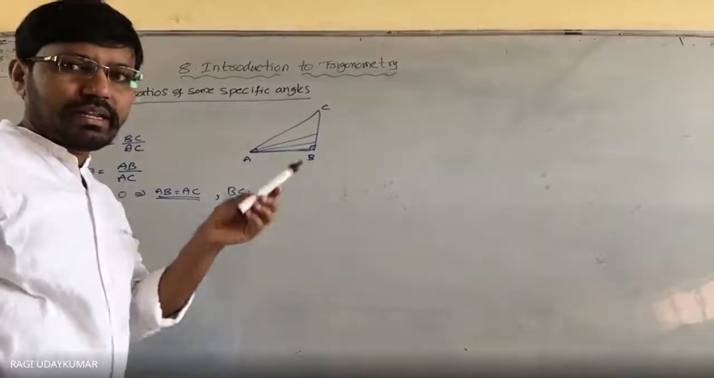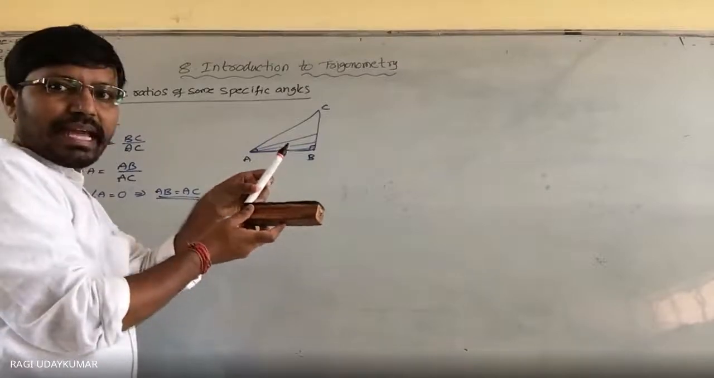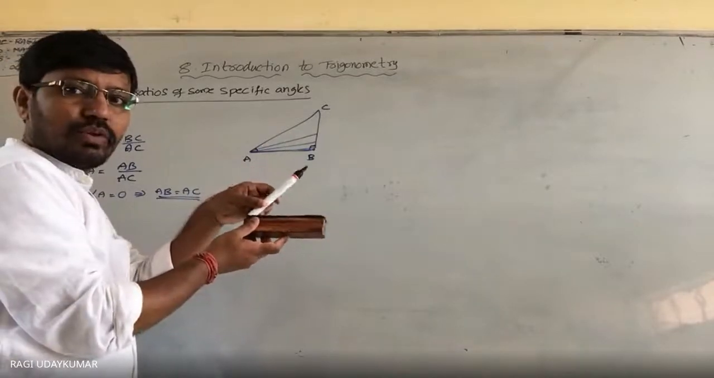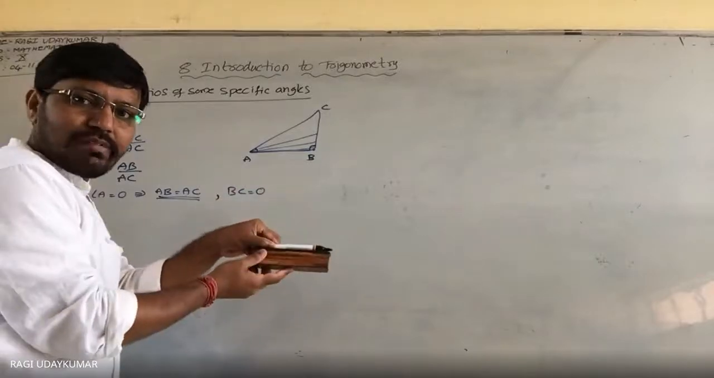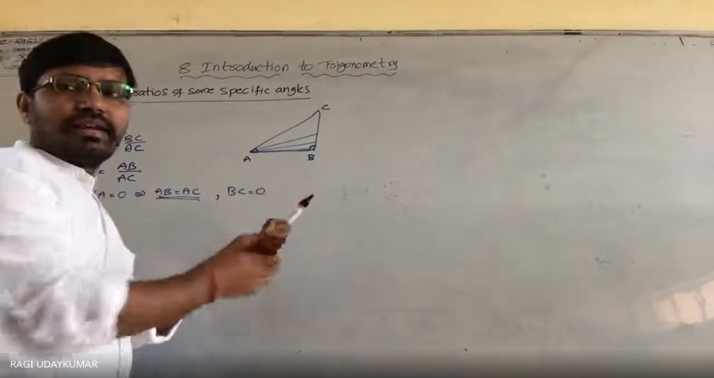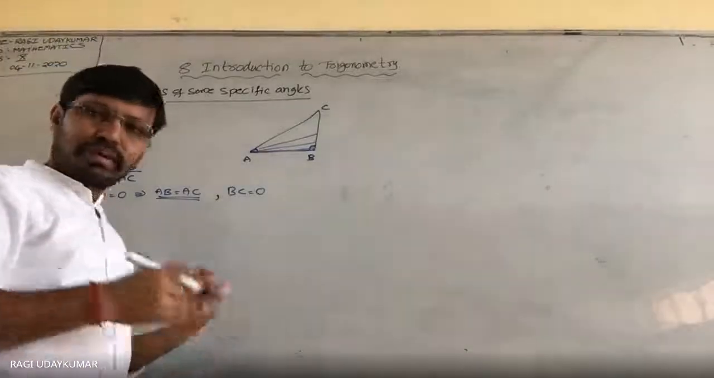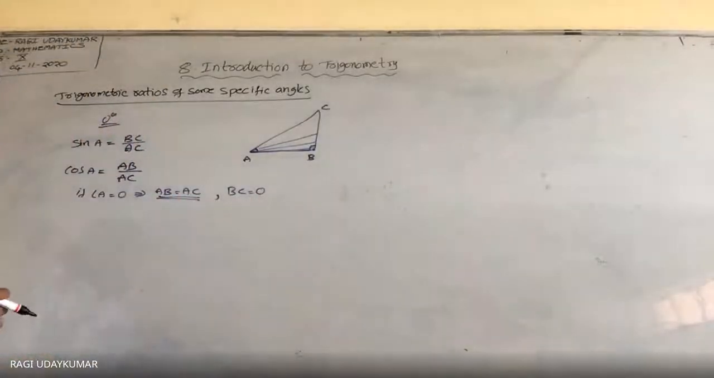When you take this as the base AB, I want to make this angle 0. Zero means I make it like this, so the lengths of these two become equal. Whatever this side you were having vanishes, meaning it becomes 0. So now these are the values you are going to get if you want angle A.